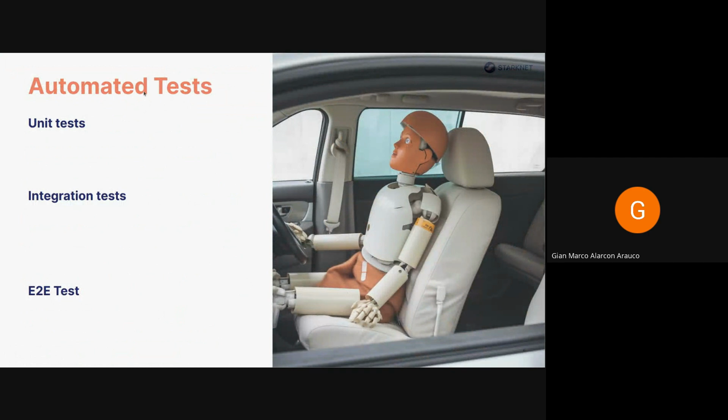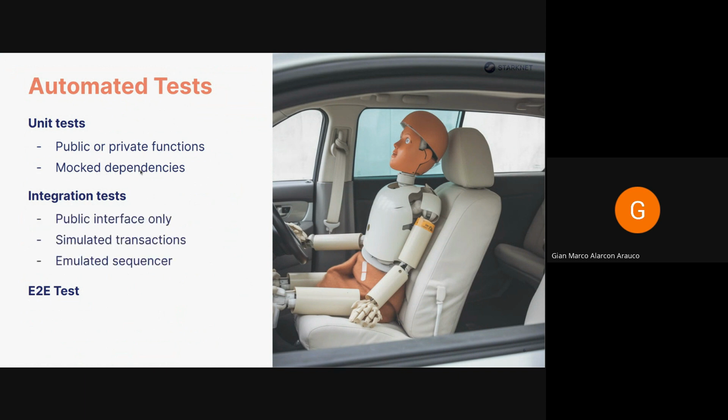Now we're going to talk about automated tests. We have different kinds of tests: the basic one, the unit test, the integration test, and the end-to-end test. The idea of a unit test is to test just a public or a private function, so for this we have to mock some dependencies. For an integration test, we have the public interface only, so we test with the public interface, we simulate the function, and we also try to emulate the sequence. End-to-end includes the user interface and mimics user behavior.